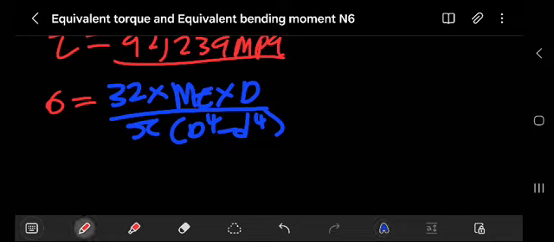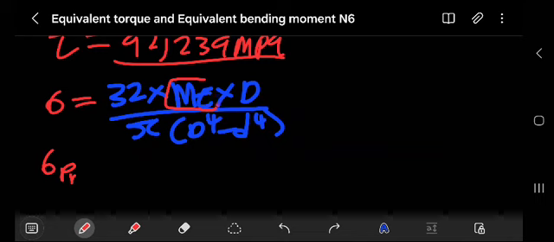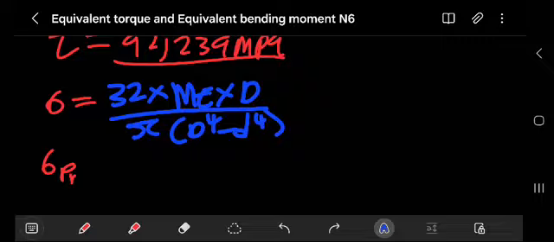Then your principal stress, if you have ME, guys, will be principal. Once you see this ME, just know that it's the principal. If you have equivalent bending moment, this will be principal. Let me denote it by P. This is the principal stress.